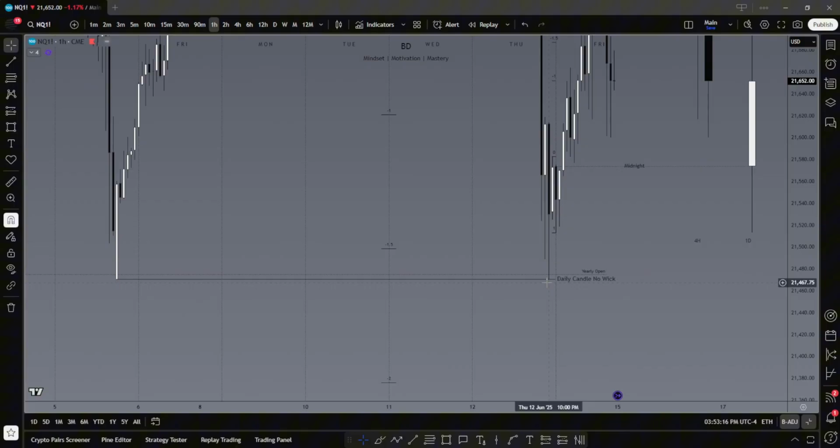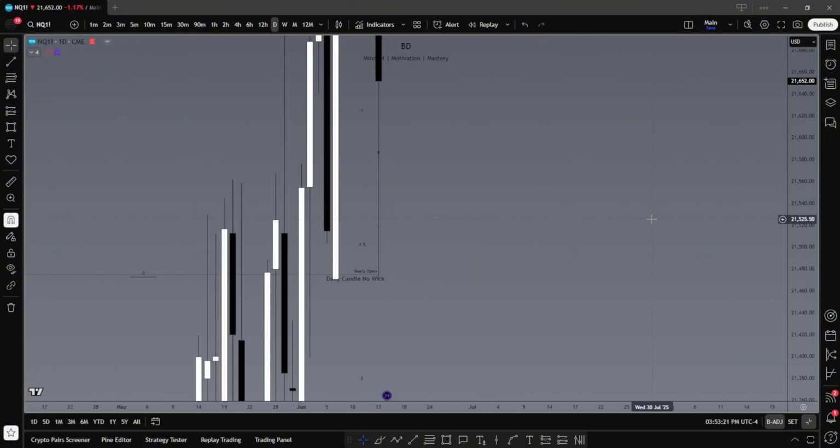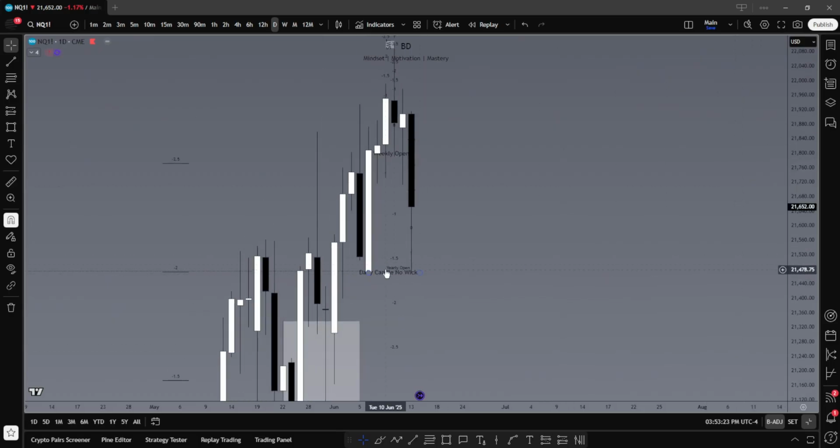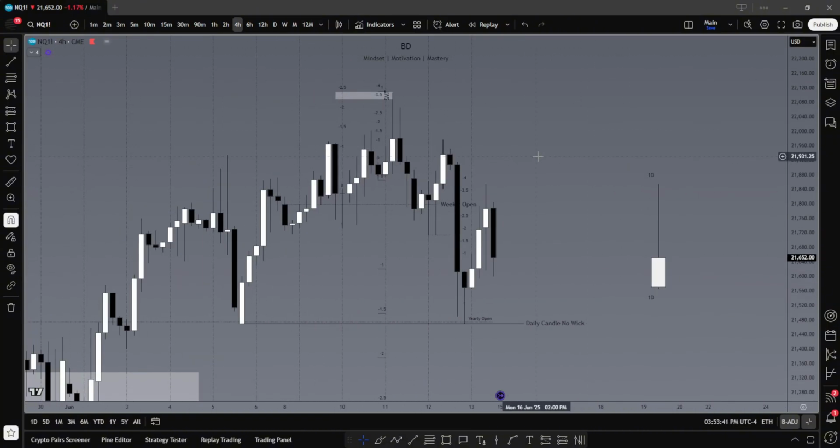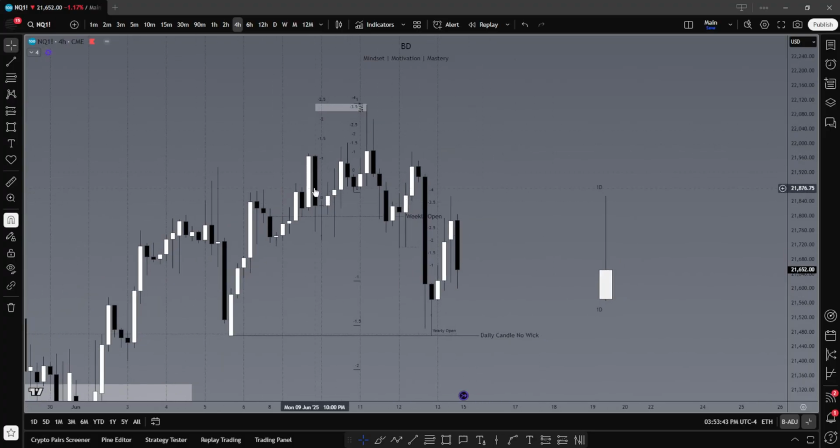Something they did here was they left equal lows again, but this isn't ordinary equal lows, because if you look, the first set of equal lows here is actually a daily candle with no wick below. Okay, so it's likely you're going to see this level be hit next week. But from here, you can see it's very clear on the 4-hour chart.